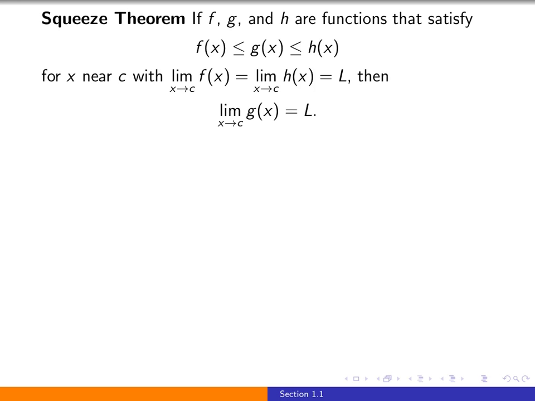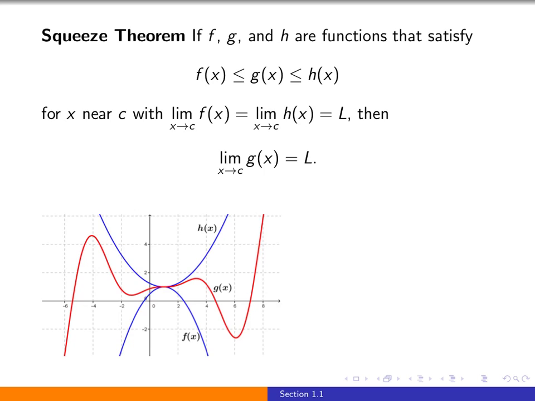So if we have three functions f, g, and h, where f of x is always less than or equal to g of x is always less than or equal to h of x, near some value c, where c is maybe where we want to take the limit of g of x. And what the squeeze theorem tells us is if the lower function and the upper function both have the same limit, then the thing squeezed or sandwiched between them will have no other choice except to have that limit as well.